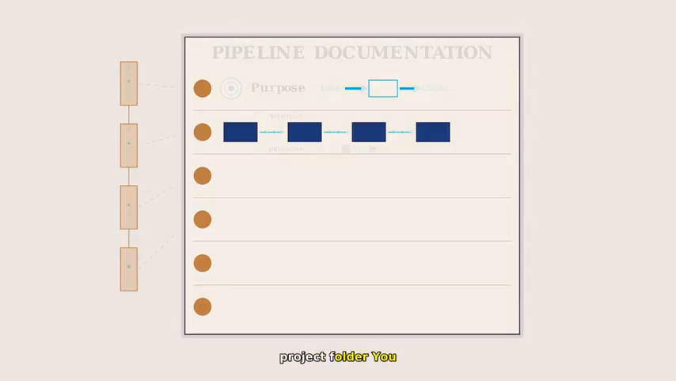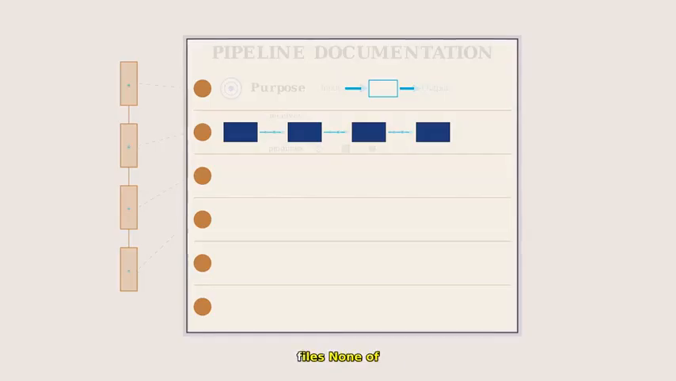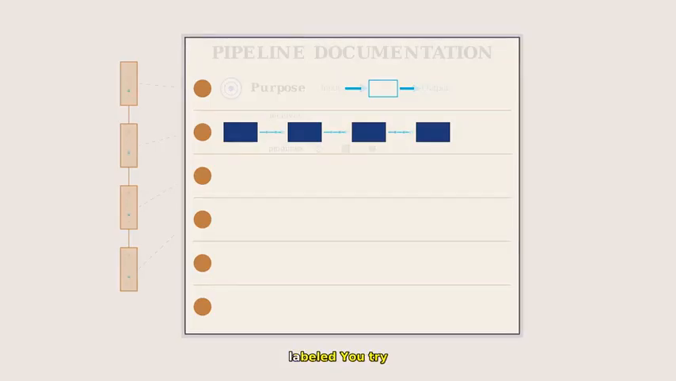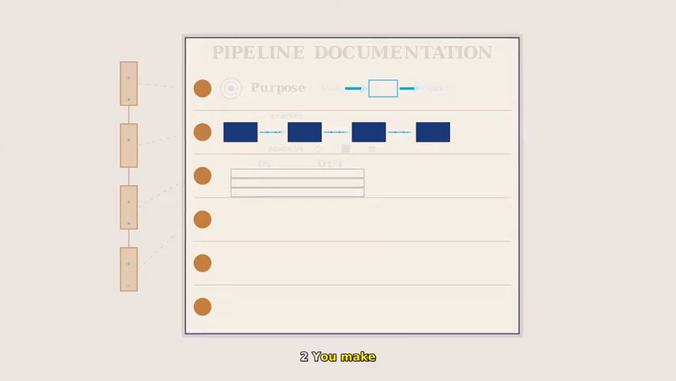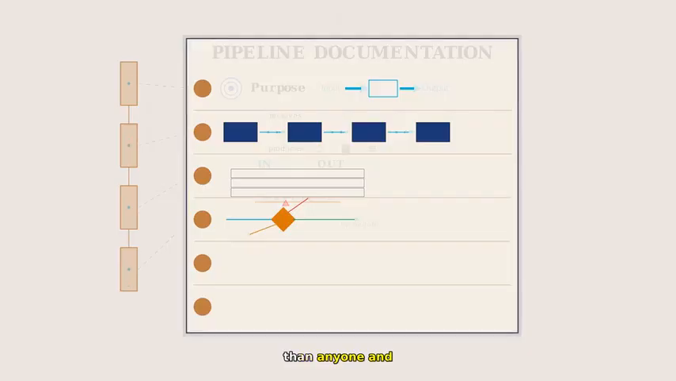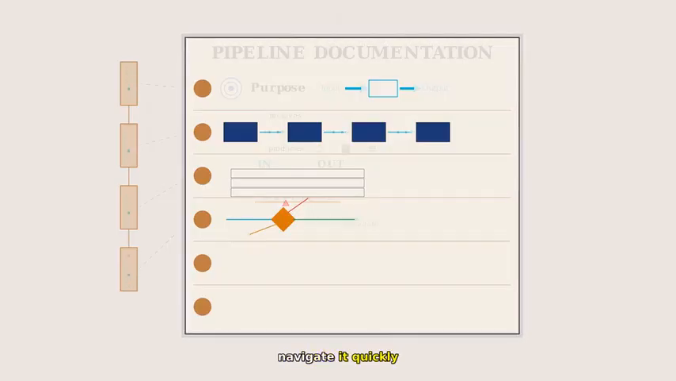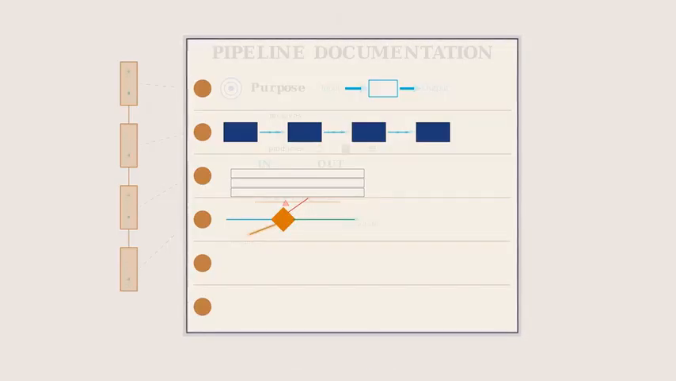You open the project folder. You see several prompt files. None of them are clearly labeled. You try to remember which file is stage 2. You make a change, and the pipeline breaks in a way you didn't anticipate. You spend 2 hours trying to understand why. Worst of all, you built this thing. You know it better than anyone, and you still can't navigate it quickly 3 months later.